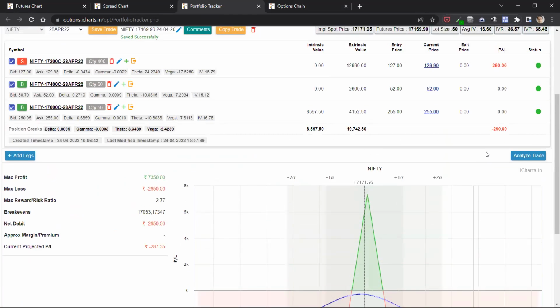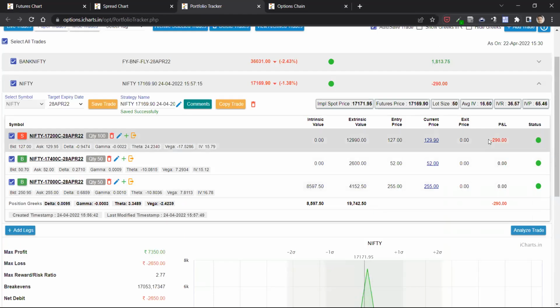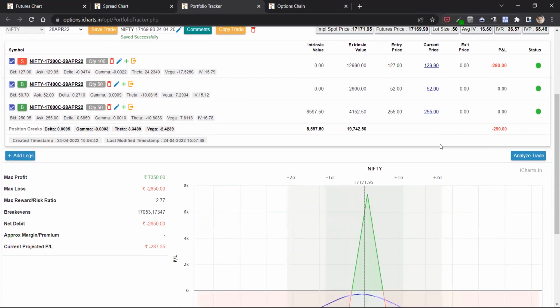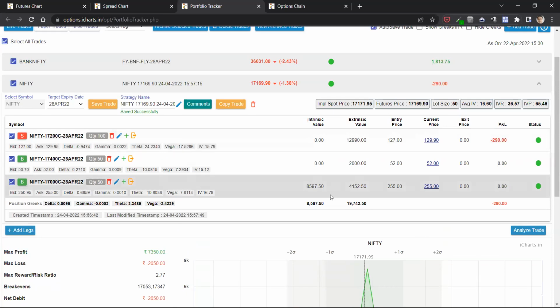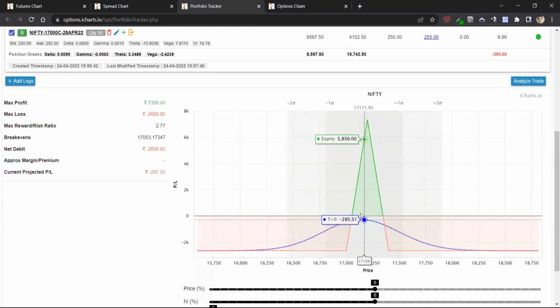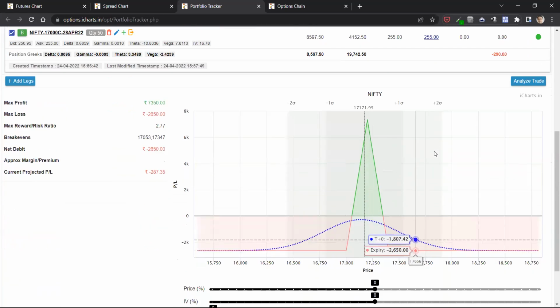So this is your iron fly. This shows a little bit down because we use bid ask. Here in this case, the bid ask is a little bit wide, so that's the reason why it has taken the worst price. You can change that to LTP also if you want, manually, when you enter the trades. But this is a lot more realistic because bid ask is what you would get. So this is the way it is.